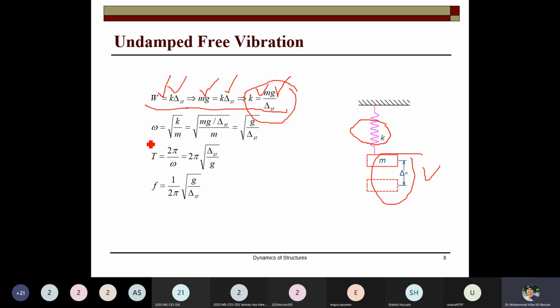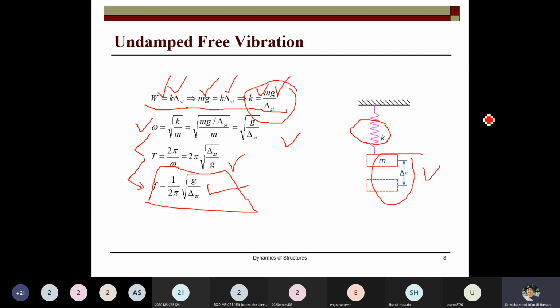Now if you have the K value, you can determine the omega. Omega is equal to the square root of K over m, and putting the value of K as mg over delta st, divided by m, you can determine omega, the angular frequency of the system. And from that you can determine the time period, because time period is 2 pi over omega. And the natural frequency of the system, because omega is in radians per second, but the natural frequency of the system is in cycles per second. So you can convert that into the natural frequency of the system by 1 over T, or omega over 2 pi. So you can also get the value of the frequency.